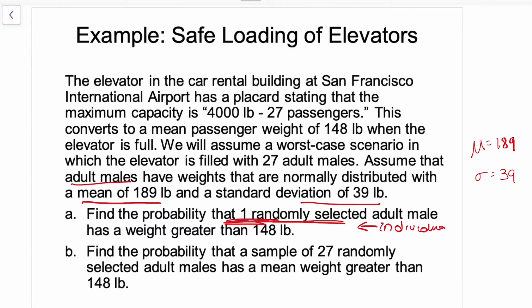So we treat this the way we treated normally distributed random variables in section 6.2 in the first lesson. For part B, because it says I have a sample of 27 randomly selected adults that have a mean weight greater, that tells me I need the central limit theorem for this, that I'm going to have a mean weight of 148 pounds. So let's go through this and see how we actually compute this.